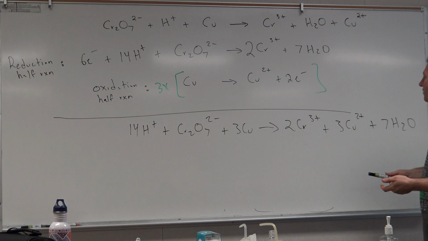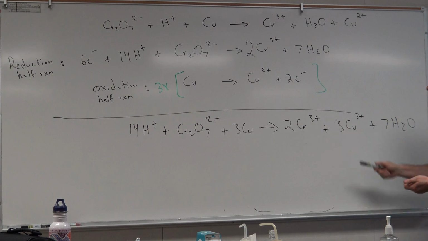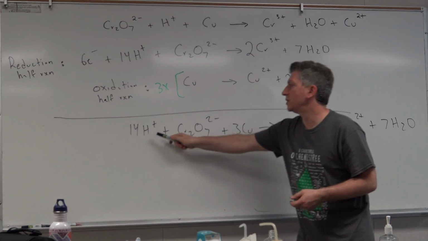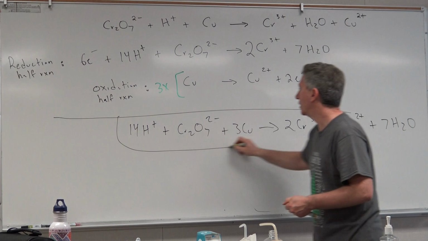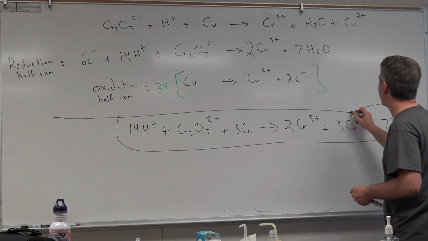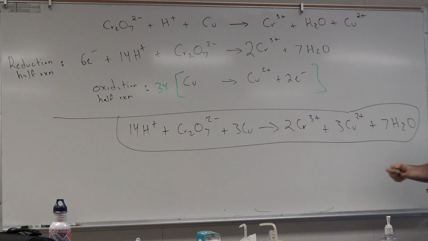The charge is also very important. So 2 times plus 3 is plus 6, 3 times plus 2 is plus 6, so that's plus 12 on this side. 14 plus minus 2 is plus 12 on that side, so the charge is also balanced. So this would be the net ionic equation. Remember, these are net ionic equations, that's why each side has an overall charge, because we're not showing the spectator ions. Next, we're going to go over balancing under basic condition.